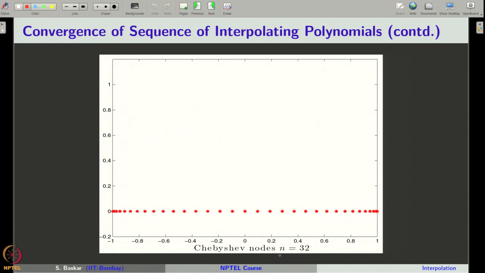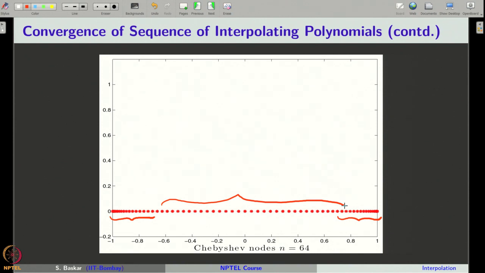Let us see how Chebyshev nodes are placed when n is equal to 32. You can write a small Python code to generate these nodes. You can see again that the nodes are more clustered near the boundary. And you can see for n equal to 64, very clearly the points are getting accumulated near the boundaries when compared to the points which are placed away from the boundary. They are a little sparsely placed, right?